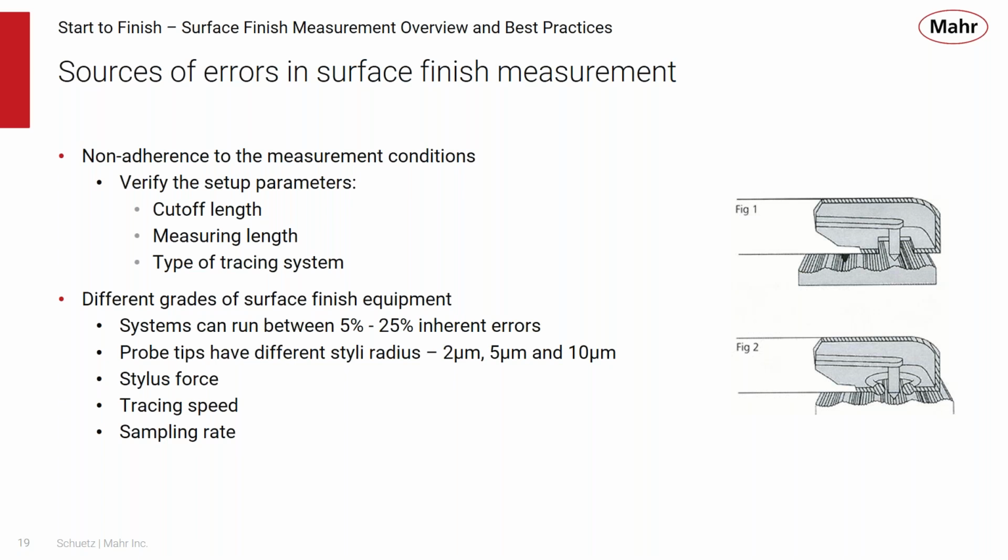There are also different grades of surface finish equipment out there. Systems can run between 5 and 25% inherent errors. That's something to consider. There are different types of probes out there having different styli radiuses of 2, 5, or 10 microns. It's important that if you're comparing results between equipment, that you're using the same styli radius. Systems have different force, which is to be considered, or the tracing speed, or the sampling rate. Any one of these can affect the results that are obtained.